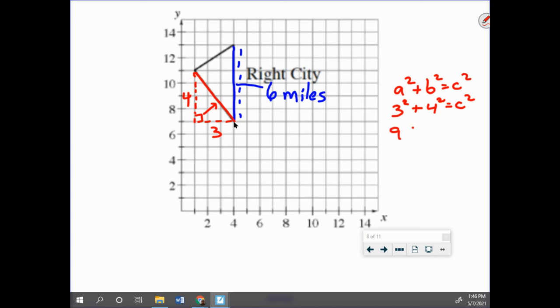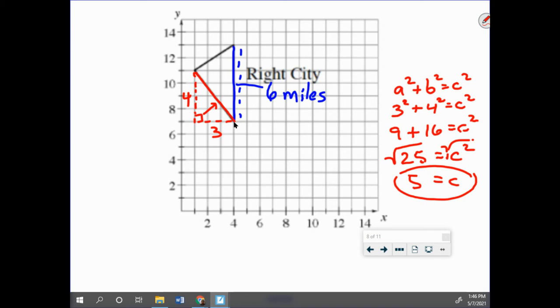3 squared is 9. 4 squared is 16. And if I'm going too fast, please pause. And 9 plus 16 is 25 equals c squared. Find the square root. Awesome. My missing side is 5. So this side right here, the red side, is 5.